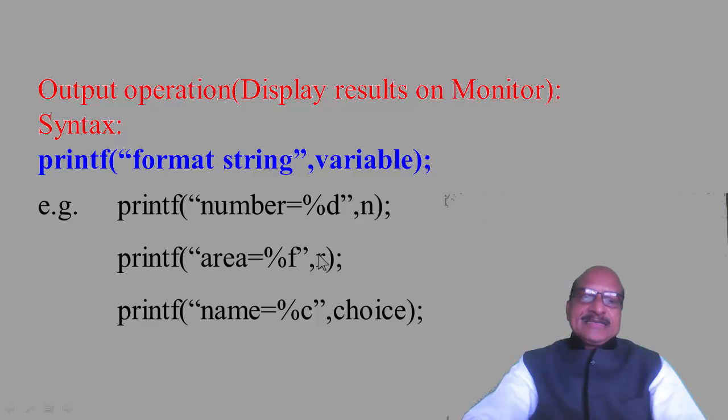Here printf double quotation area is equal to %f, comma, r. Suppose r is a floating point constant, then you should use f here. Printf double quotation name is equal to %c, choice must be character type data. Then the value contained by choice is put in this %c and it is printed.